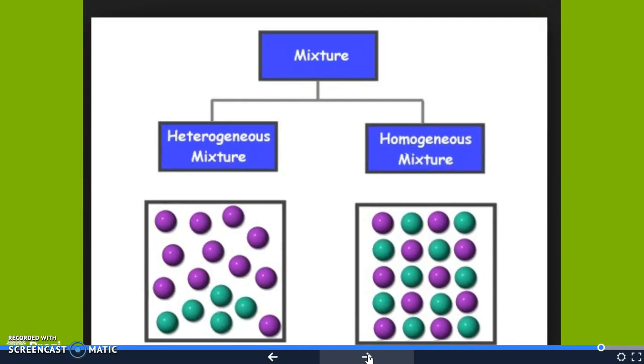Here's another nice visual for mixtures. Heterogeneous mixtures tend to separate, and the components are not evenly distributed. So you can see the purple and the blue dots are definitely not evenly distributed. This would be an example of oil and water. Oil would float on top of the water. Homogeneous mixture, like the brass or the copper sulfate solution, you would have copper sulfate distributed completely evenly within the water, which makes it homogeneous.